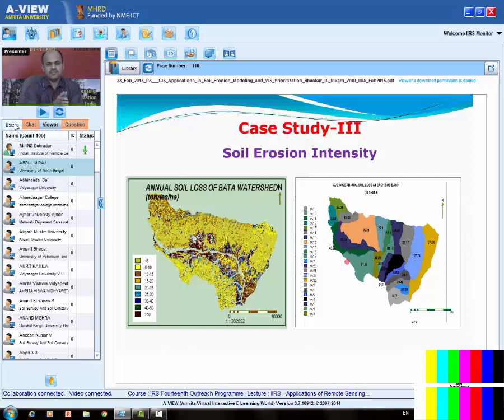So now we have seen 3 case studies wherein the priority was given to watershed in first case based on its morphology, vegetation and soil type. In second case, the priority was given based on the demographic and socio-economic condition of those watersheds or the villages. And in third case, priority was solely given based on the amount of soil being lost from that watershed.